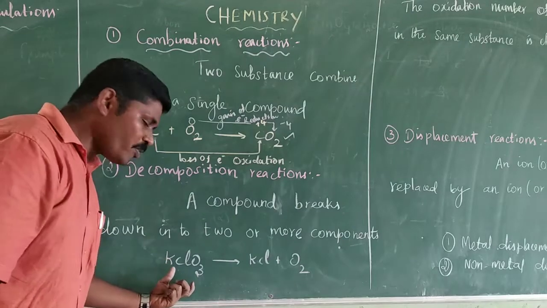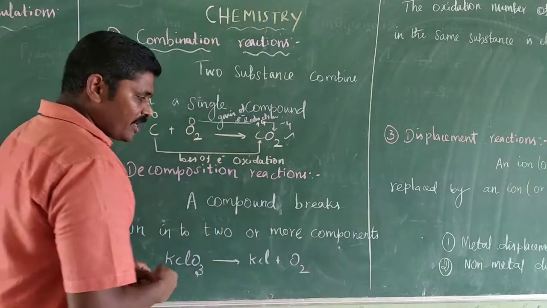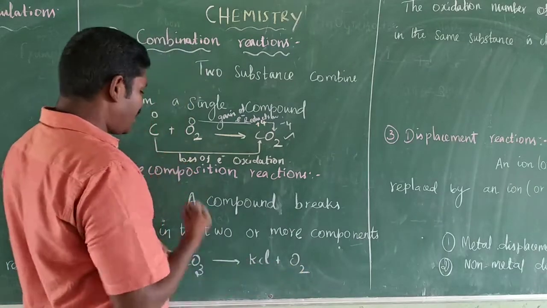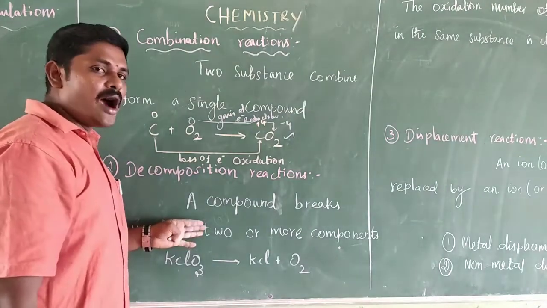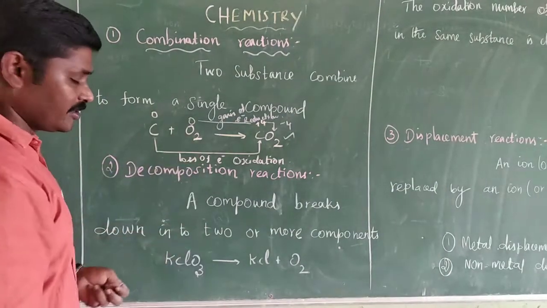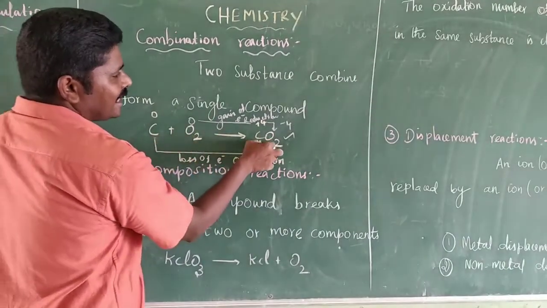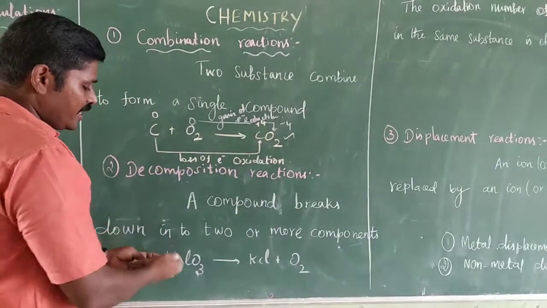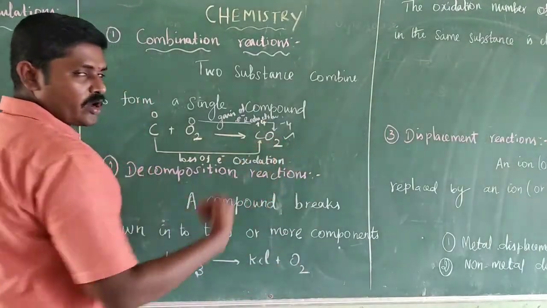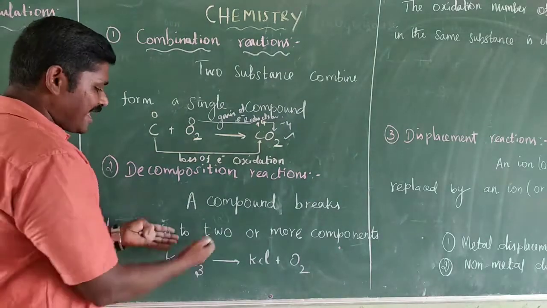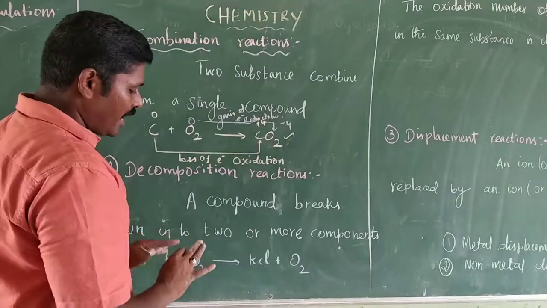When a single compound breaks into two or more components, it is called a decomposition reaction. This reaction is the opposite of combination reaction. In combination reaction, two substances become a single compound; here a single compound breaks into two or more components.